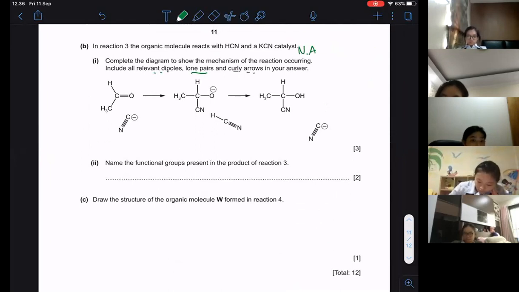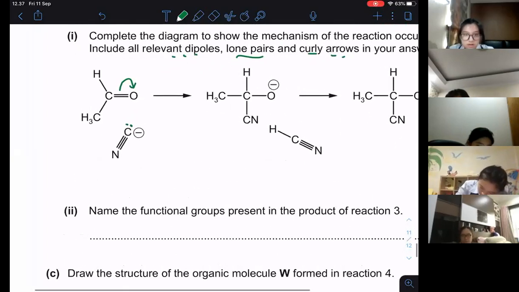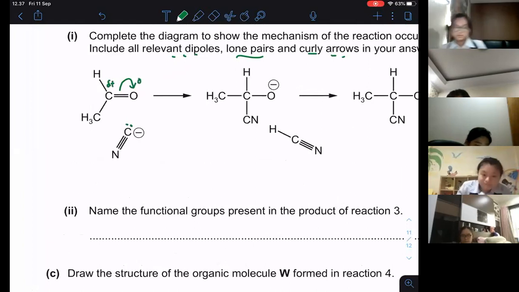So what happens here? I think generally when you have oxygen, the electrons will go here. So you will have a partial negative charge. So this one is negative, it means there is going to be a lone pair of electrons. So this one is going to be delta positive, and this is going to be delta negative.